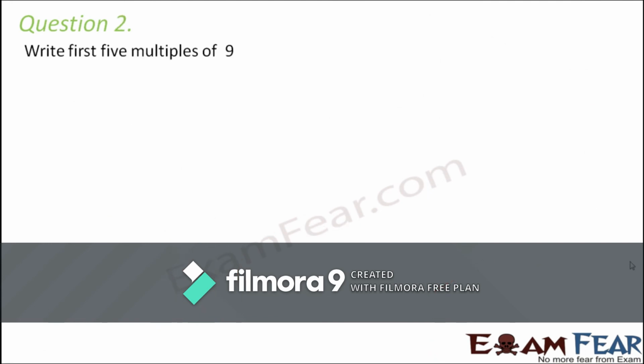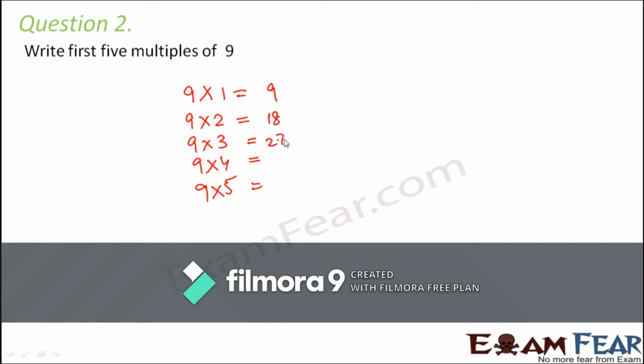Question number 2. Write first 5 multiples of 9. Now how do we find multiples? By multiplying the number by the various natural numbers. So first 5. So we start multiplying with 1. So multiplied by 1, then multiplied by 2, then 3, then 4 and then 5. So what are their values? So this is 9, this is 18, this is 27, this is 36 and this is 45. So these are the first 5 multiples of 9.